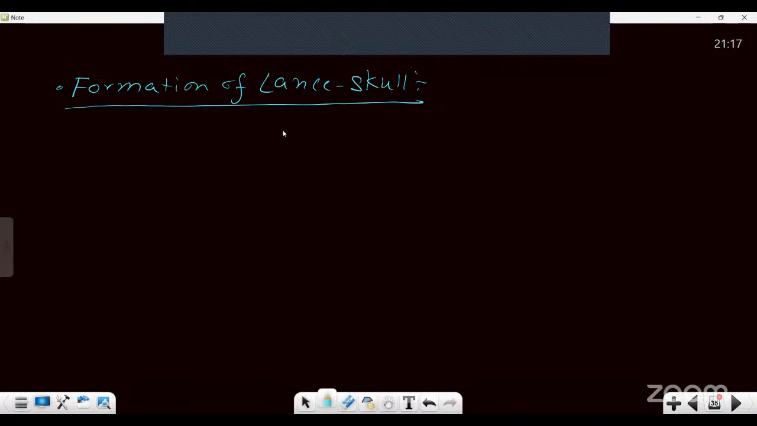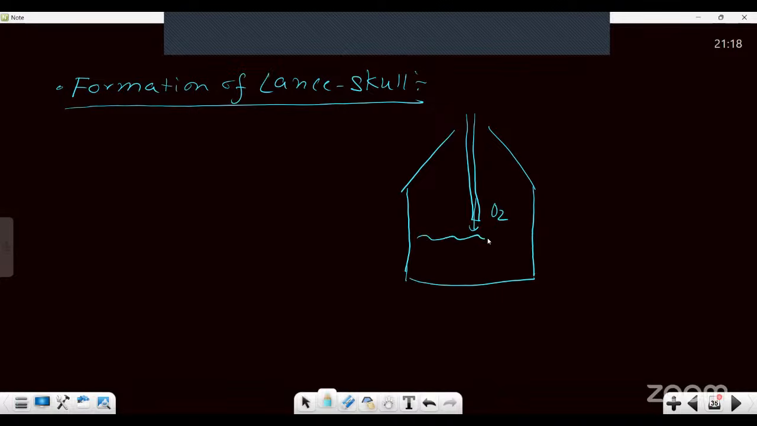So what happens, see, during oxygen blowing in the LD converter, a high speed supersonic oxygen jet strikes the hot metal. Suppose this is my LD converter, and this is the oxygen lance. This is the hot metal. When the high speed supersonic oxygen jet strikes the hot metal, there is going to be a lot of splash. This you can understand.